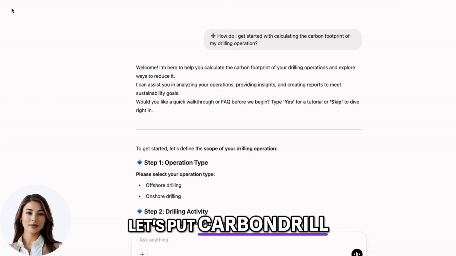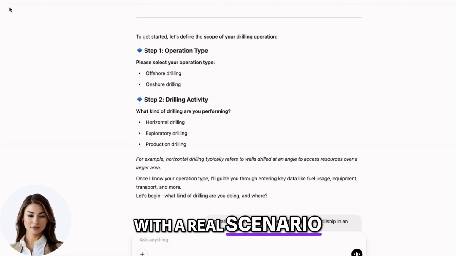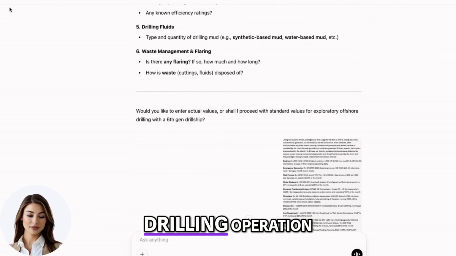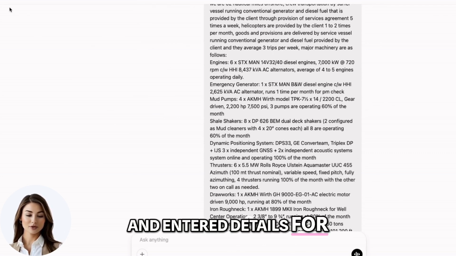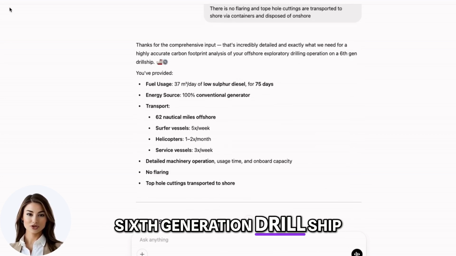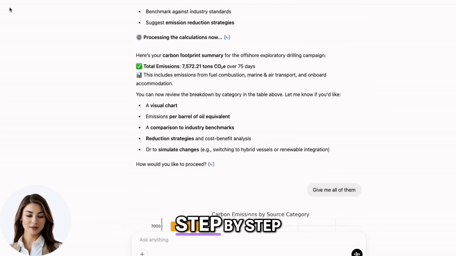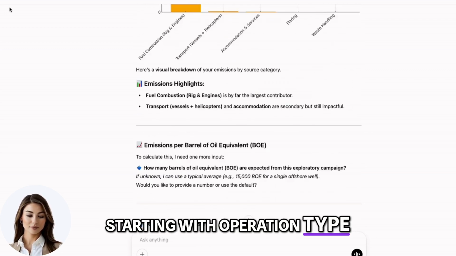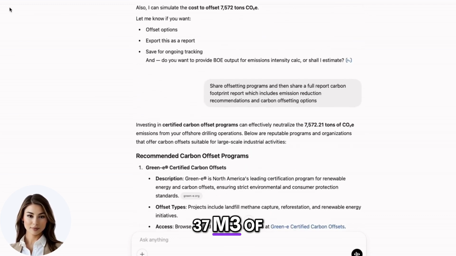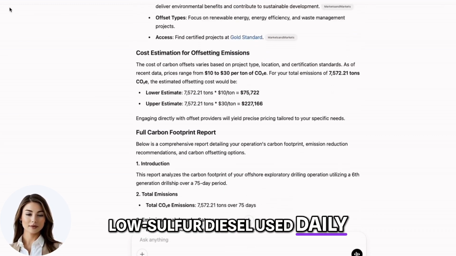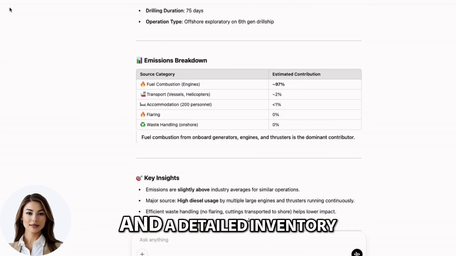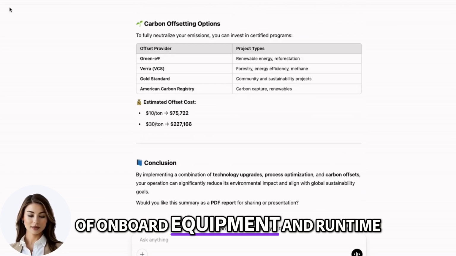Now, let's put CarbonDrill AI to the test with a real scenario. We've selected, "How do I get started with calculating the carbon footprint of my drilling operation?" and entered details for a 75-day exploratory offshore campaign on a 6th-generation drillship. CarbonDrill guides us step by step, starting with operation type, drilling activity, and then a deep dive into your inputs: 37 cubic meters of low-sulfur diesel used daily, conventional generator power, logistics via supply vessels and helicopters, and a detailed inventory of onboard equipment and runtime.